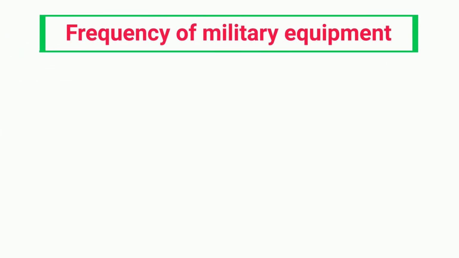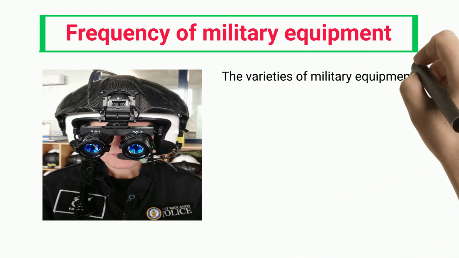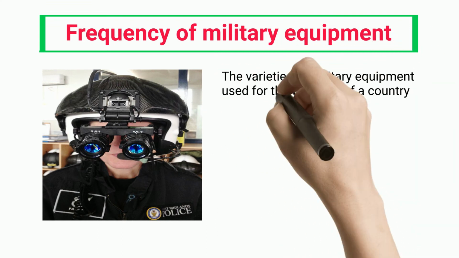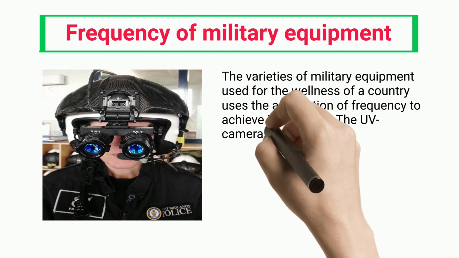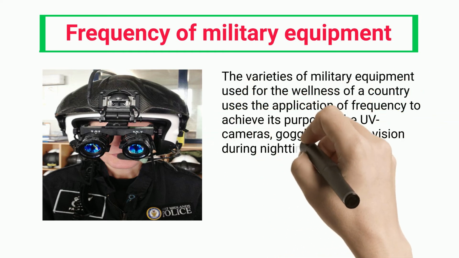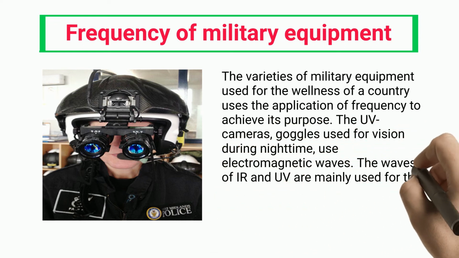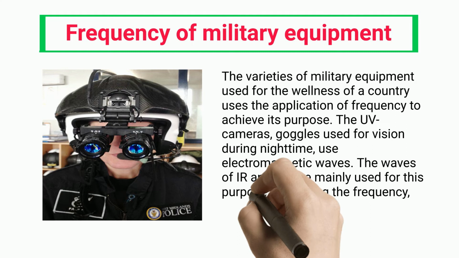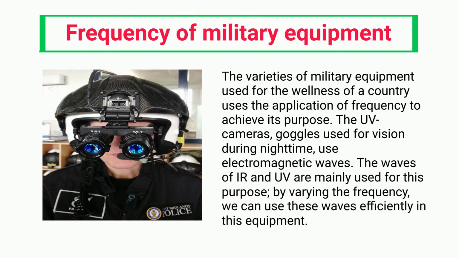Frequency of military equipment. The varieties of military equipment used for the wellness of a country use the application of frequency to achieve its purpose. The UV cameras and goggles used for vision during nighttime use electromagnetic waves. The waves of IR and UV are mainly used for this purpose. By varying the frequency, we can use these waves efficiently in this equipment.